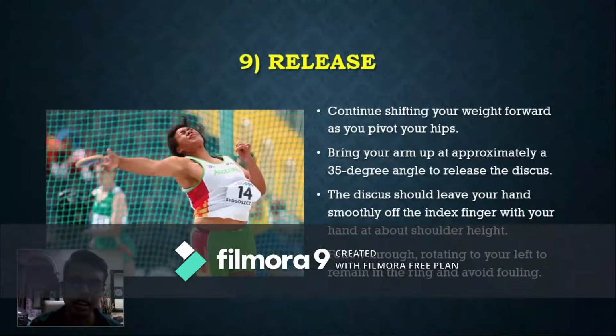And step 9. The last step. Release. Continue shifting your weight forward as you pivot your hips. Bring your arm up at approximately a 35-degree angle to release the discus. The discus should leave your hand smoothly off the index finger with your hand at about shoulder height. Follow through rotating to your left to remain in the ring and avoid falling.